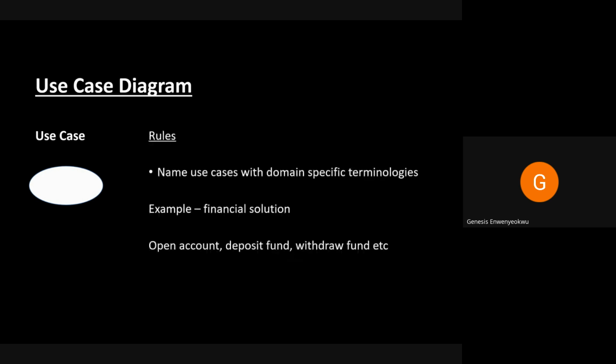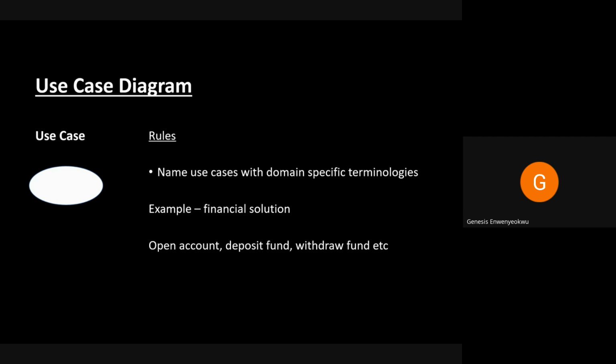So these are part of the rules you need to have at the back of your mind when you are naming your use case. Another rule for use cases is that when you are giving names to your use case, ensure you use domain specific terminologies. So if you are trying to represent a financial solution, try to use domain names like account. So open account, right? Deposit fund, withdraw fund, send money, make deposit, right? Send payment, create beneficiary, right? Set up transaction pin.